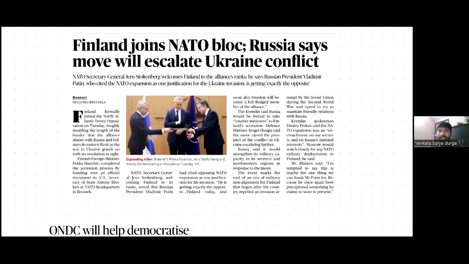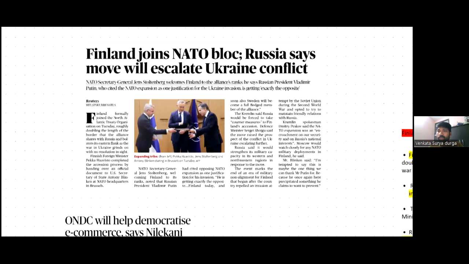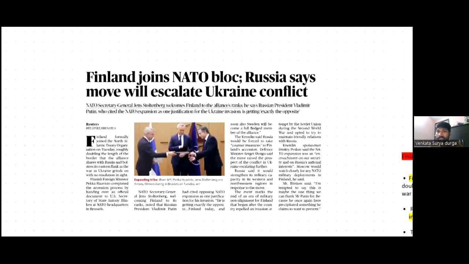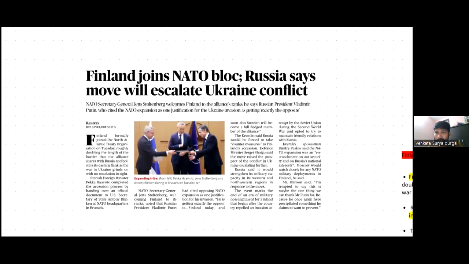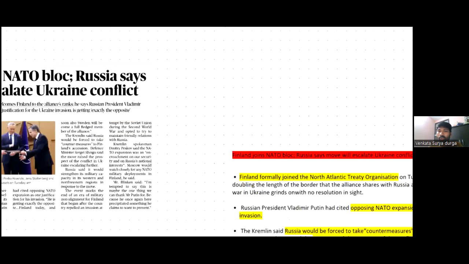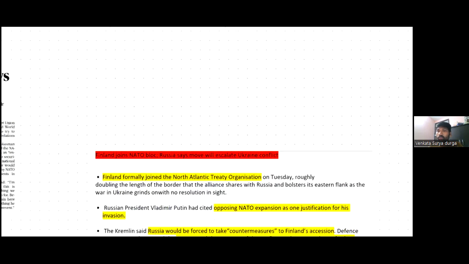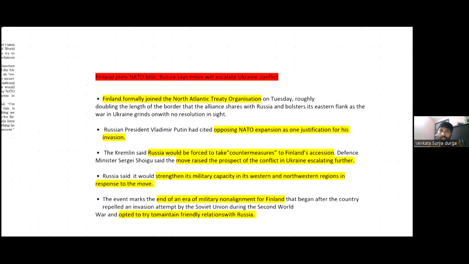Remember, the North Atlantic Treaty Organization is a security alliance which was established in 1948 owing to the threat from the then Soviet Union. Now, Finland recently joined the NATO grouping. The reason for Finland joining NATO is Russia's invasion of Ukraine. Finland also shares a border with Russia.